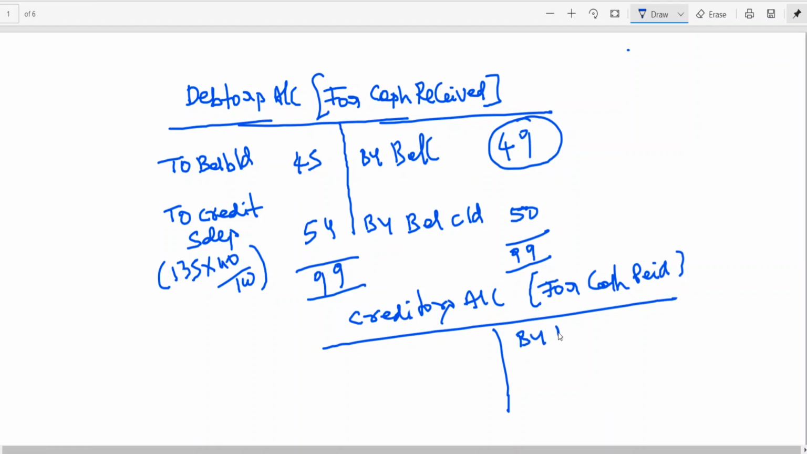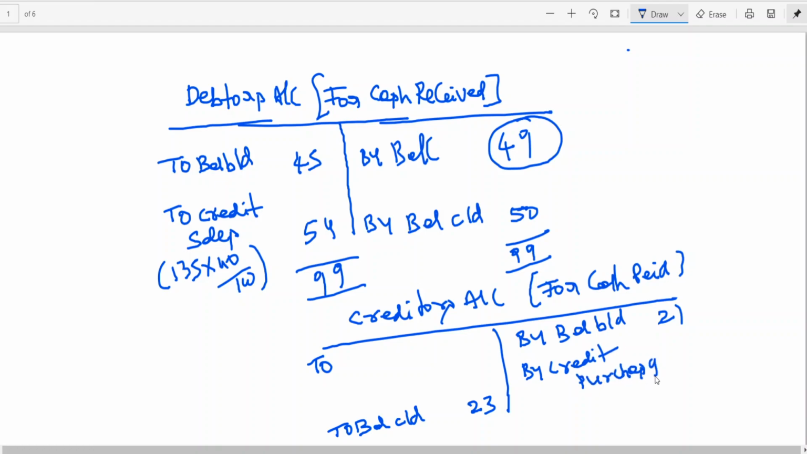This time you will be writing by balance brought down. Creditors account opening balance has been given as 21 crores. To balance carried on has been given as 23 crores. And then by credit purchases, you can see here what is your credit purchases. The purchase amount is 55 crores, out of which 80% was on credit basis.